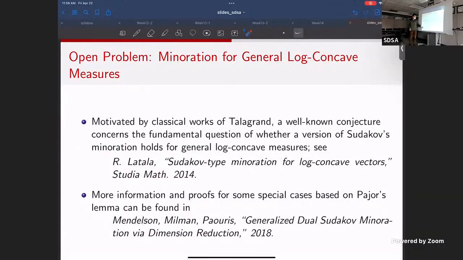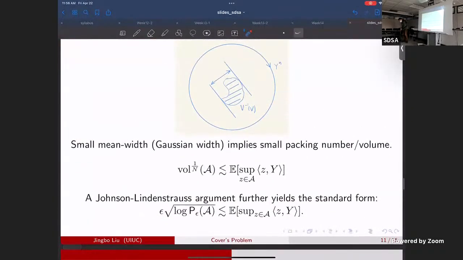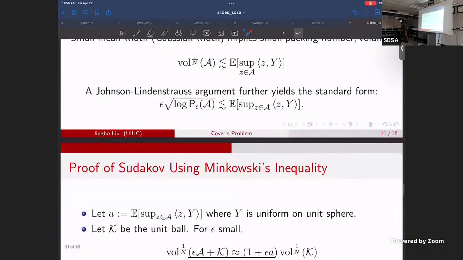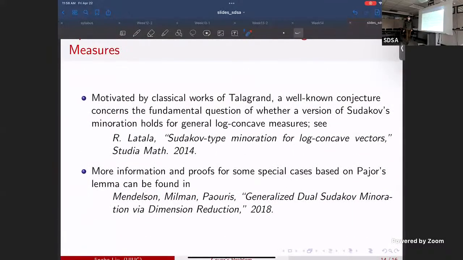And one potential approach to solving this conjecture is in this paper. They basically combined the geometric argument as well as the Johnson-Lindenstrauss argument for dimension reduction to get some extension to log-concave measures, but it's still open in a general case. It is solved in some important special cases of log-concave measures, but it's still open in general.